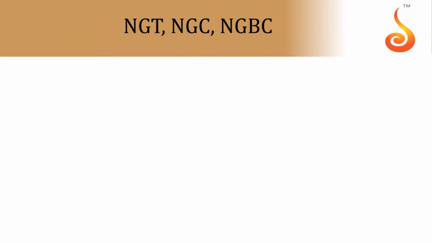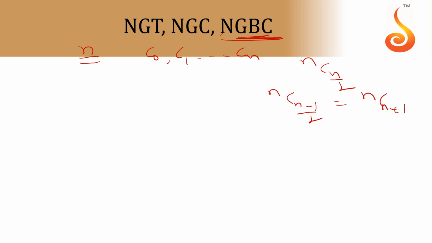And what is NGT, NGC, NGBC? See, NGBC is nothing but, no need of n here, the greatest binomial coefficient. So you know that if n is a given power, nC0, that is C0, C1, so on, Cn are the binomial coefficients. In this, if n is even, nC n by 2 is the greatest binomial coefficient. If n is odd, nC (n minus 1) by 2 and nC (n plus 1) by 2 will be equal, and they are the greatest binomial coefficients.